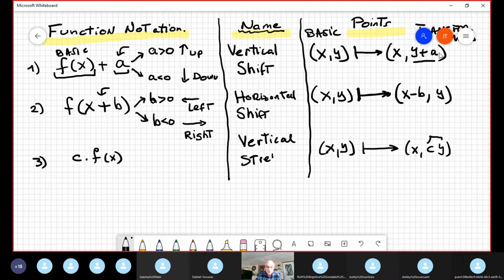Stretch. Stretch is when the c is greater than 1. When c is 2, 3, 4, 5, my parabola que normal is like that. Now it's stretching. It's a little bit narrow. Parábola, right? Now, if c is a number between 0 and 1, o sea, 0.5, 1/2, 1/3, entonces compress.